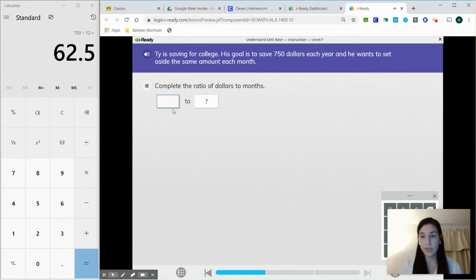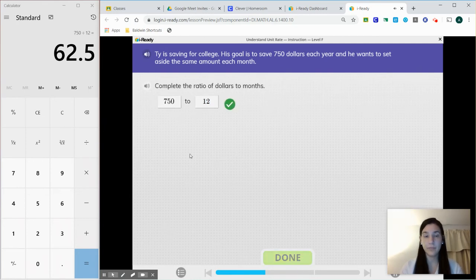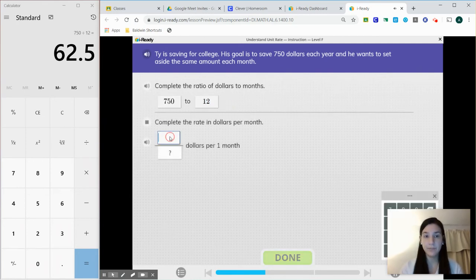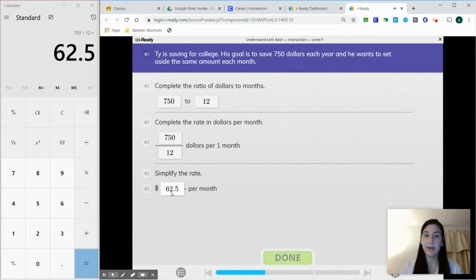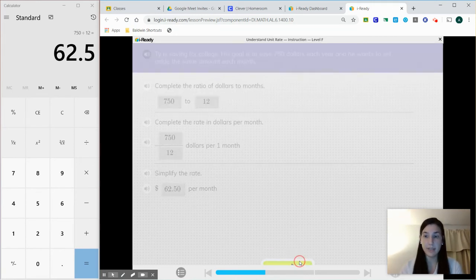Now we're going to break down the ratio chart. Dollars to months. So $750 to 12 months. Now as a fraction. Complete the rate in dollars per month. 750 over 12. And now we enter our simplest form. Simplify the rate: 62.5 per month. You can simplify the rate by dividing both quantities by the same number or by dividing the number of dollars by the number of months. So they simplified here. You could just straight up divide to get to the simplest answer right away.